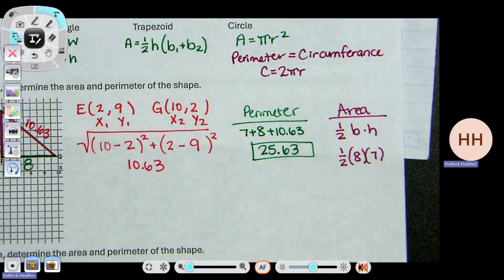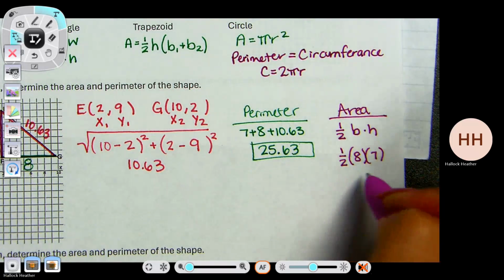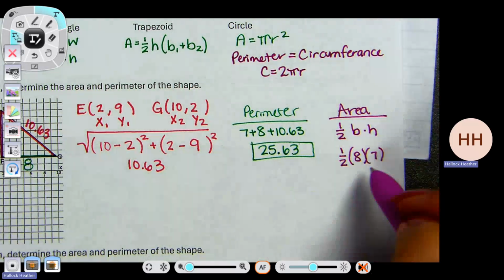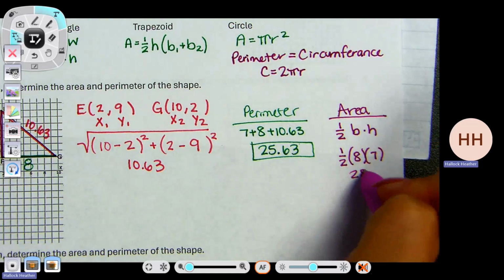So if I multiply those, what do I get? 28. Not 20. 28. Is it 28? Yeah, okay. I'm just making sure. Sorry, second guessing myself now.